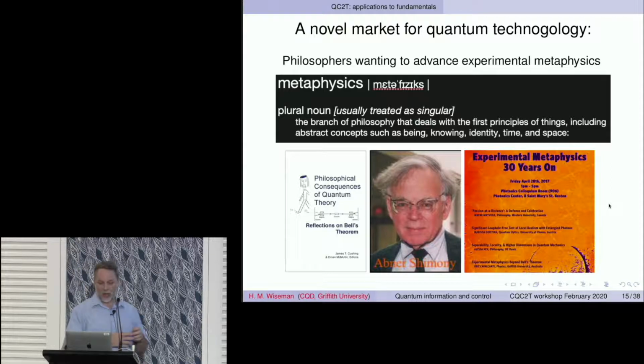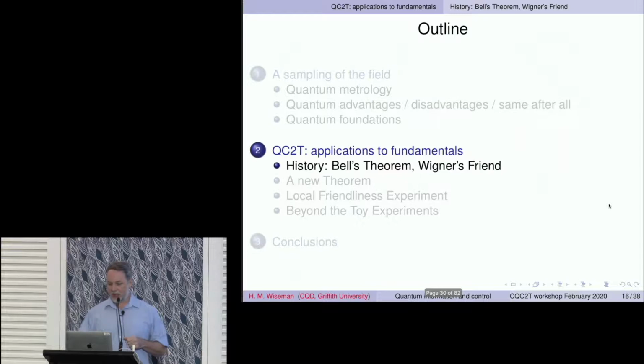Okay, so what I have to do is explain a little bit more about Bell's theorem. I'm going to go back and give a bit of history, including some history about what Eugene Wigner said, and then we'll move on from there.